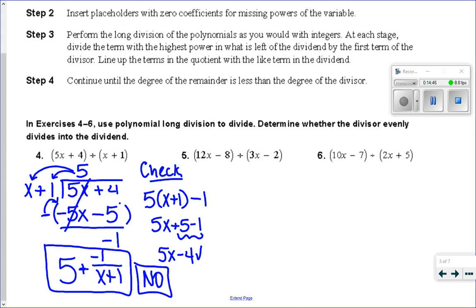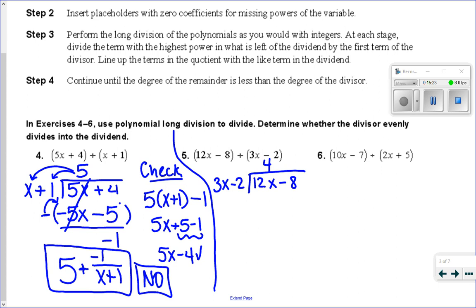So on number 5, I'm going to make a little line here. Let's go ahead and try this one. We are taking 12x minus 8 and dividing it by 3x minus 2. Okay, so remember when I do the first step on this, I'm only going to look at the leading terms. How many times does 3x go into 12x? Or in other words, think of it this way. 3x times what gives me 12x? Well, we know the answer to that is 4. Okay, so 3x times 4 is what gives you 12x, so that's going to be our first quotient number, or number in our answer, right?